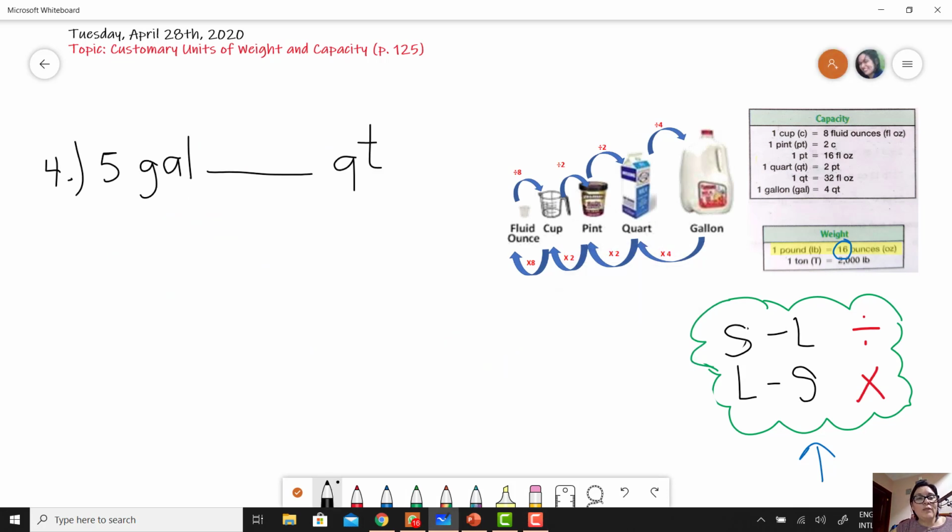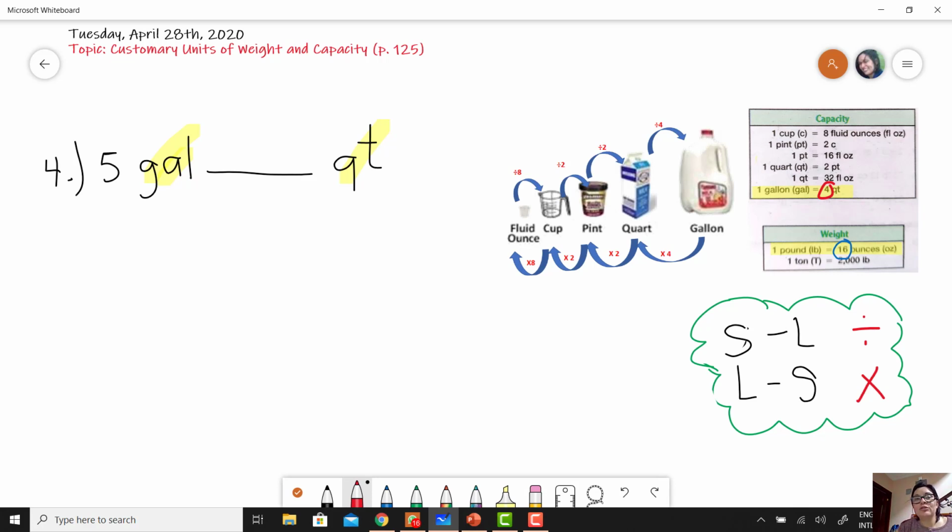Number 4 says that you have to change 5 gallons to quarts. How many quarts do you have in 5 gallons? So let's see first. Here in the table, where do we have quarts and gallons? Here, right? 1 gallon, 4 quarts. So we are going to use that. 1 gallon, 4 quarts. So the number that we are going to use is number 4.